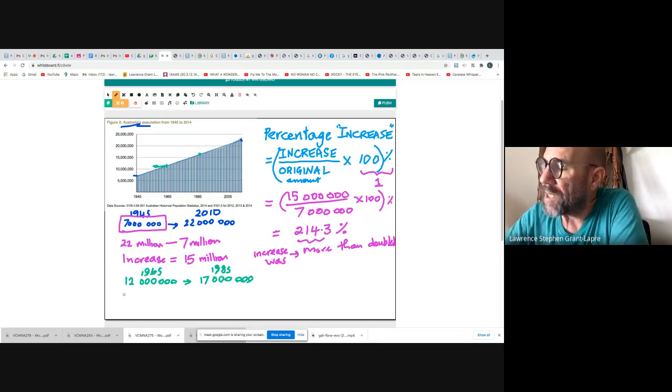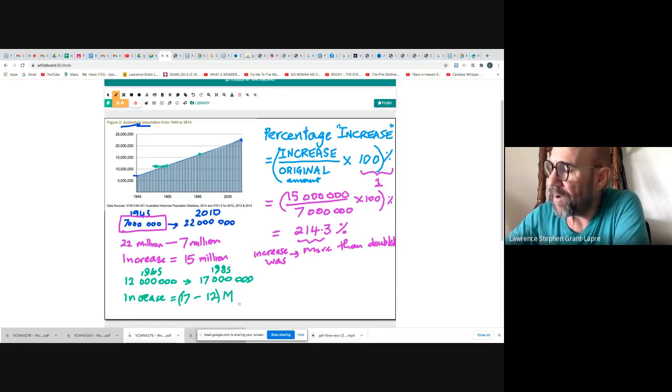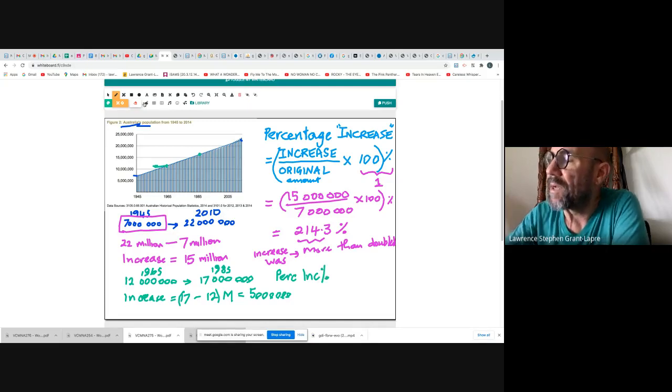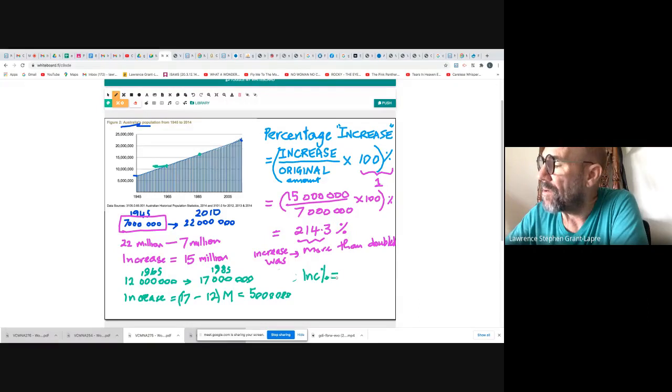So what was the increase? The increase you have to minus. So it went up by 17 million minus 12 million. So that's 5 million. So it increased by 5 million in those years. So the percentage increase, or the increased percentage, sometimes we write it like that. We write increase percentage equals the increase over the original amount times 100%.